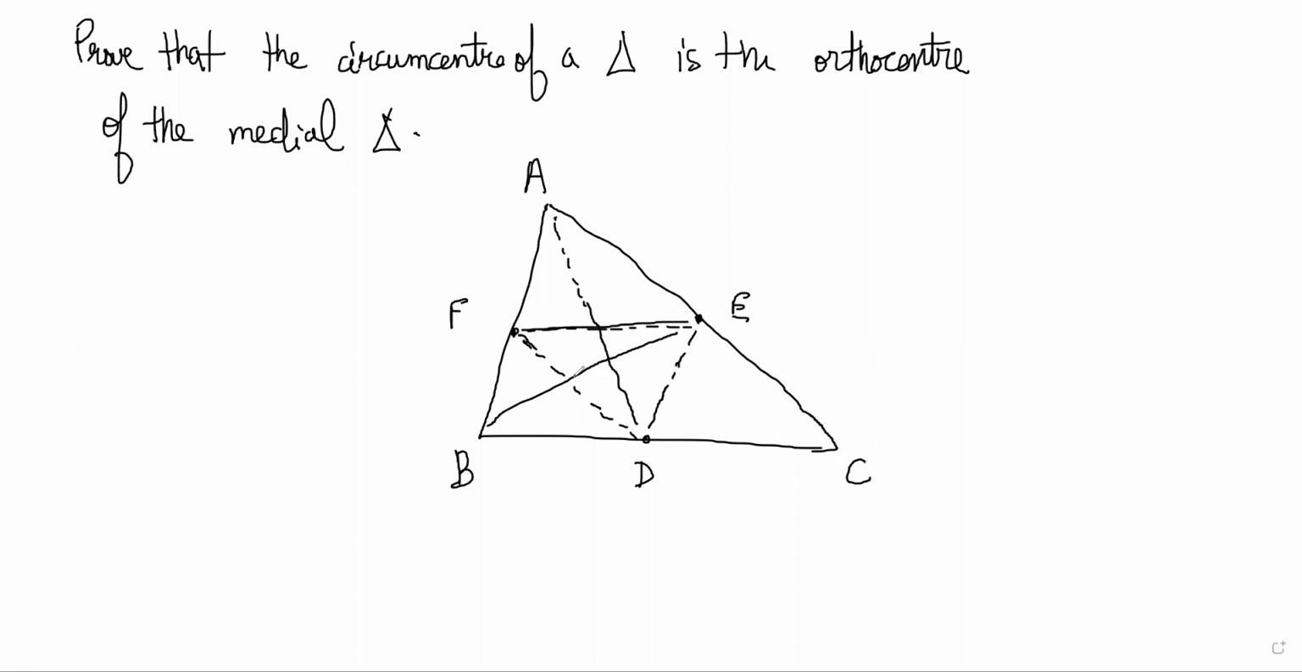This is the situation. This is the medial triangle. What you have to prove is that the circumcenter of the triangle, so basically of ABC, is the orthocenter of the medial triangle DEF. Right? How would you prove this? Think about it.